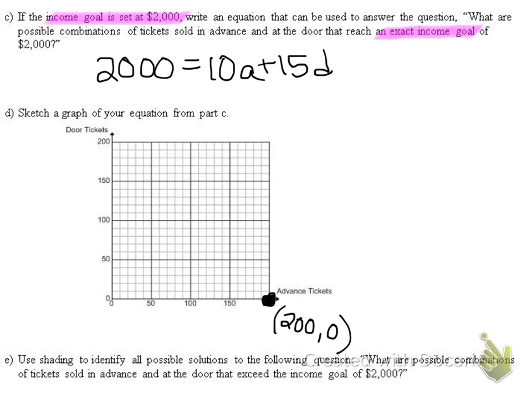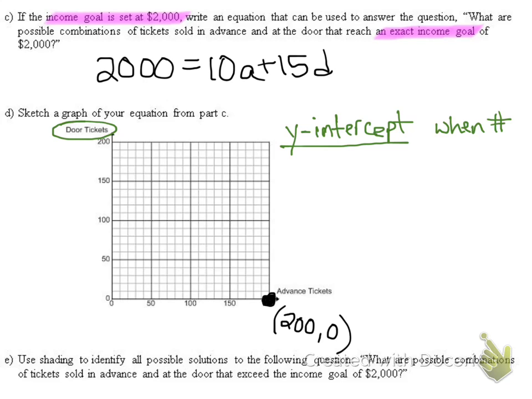That gives us a point that we can put on the x-axis, or in this case on the advanced tickets axis. Next thing that we want to do is find the y-intercept, which means we're looking at the number of door tickets when the number of advanced tickets is 0. And so that means we're going to take our rule and plug in 0 for A.